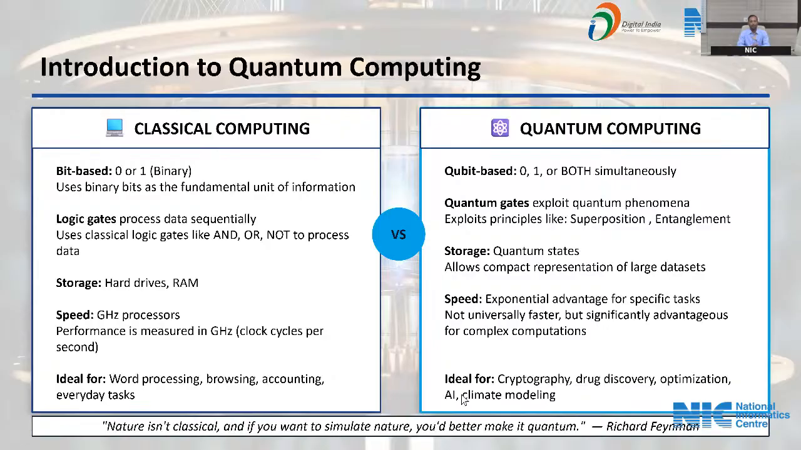So these are again the differences. We have discussed the bit, then logic gates. Here we have AND, NOT, OR gates, but in quantum we have a different set of gates. I'll discuss them in later slides.